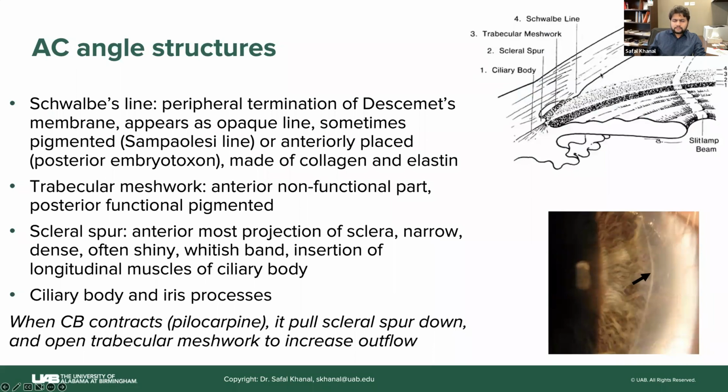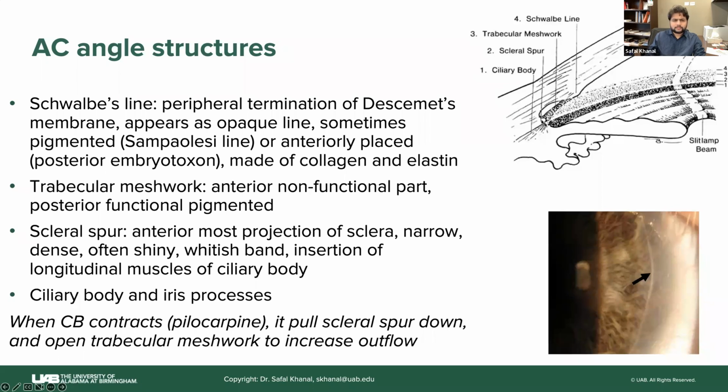Now let's look at these structures again here. Schwalbe's line is the termination of Descemet's membrane, and this is often opaque in nature, and sometimes pigmented. It is called Sampaolesi's line. Sometimes it is anteriorly placed, in which case it is called posterior embryotoxon. And this is often made of collagen and elastin. Then you have your trabecular meshwork here, just behind Schwalbe's line. The anterior part is non-functional, but the posterior part is functional and pigmented.